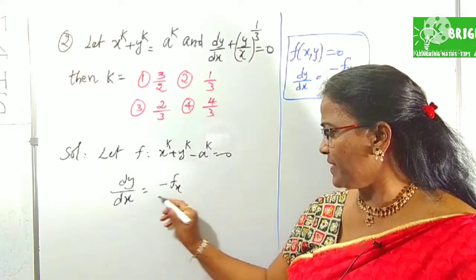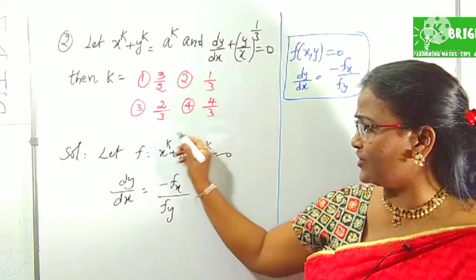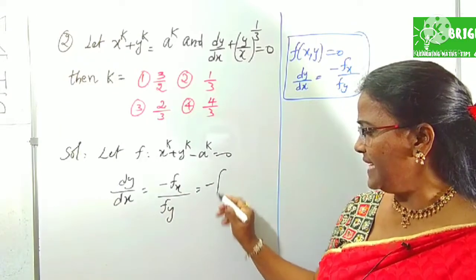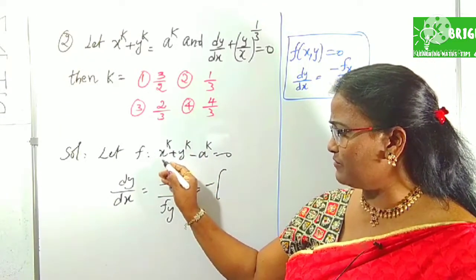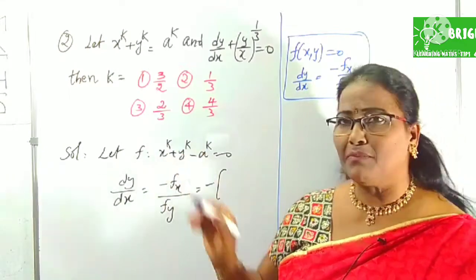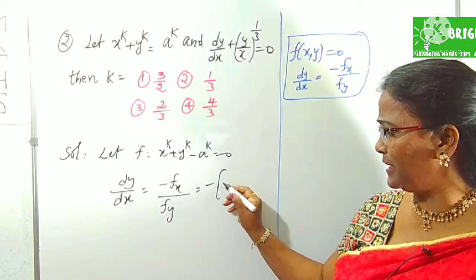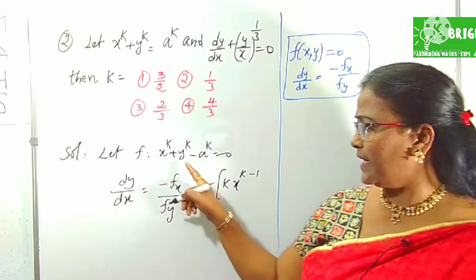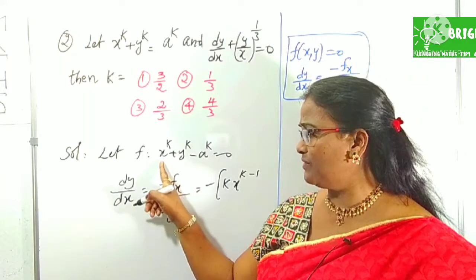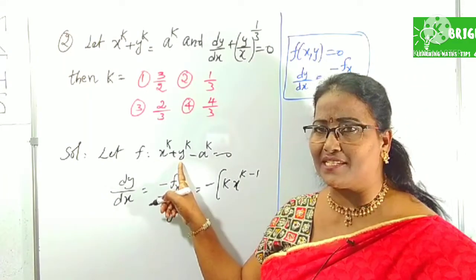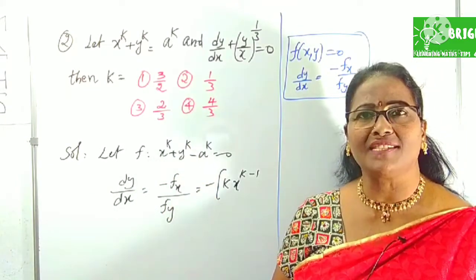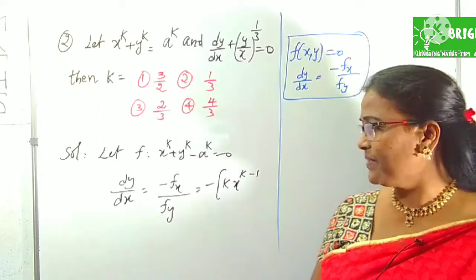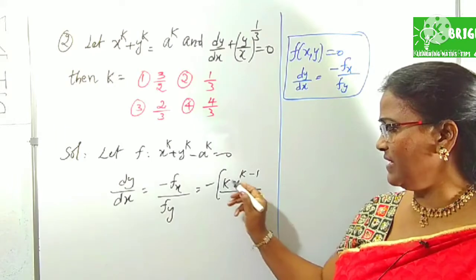Minus fx/fy. That means the derivative of this function with respect to x, treating y as constant, in the numerator. For x power k, the derivative follows the form x power n, whose derivative is n x power n minus 1, so it is k x power k minus 1. And y power k is constant, so its derivative is 0. a power k is 100% constant, and its derivative is also 0. This is only the numerator.